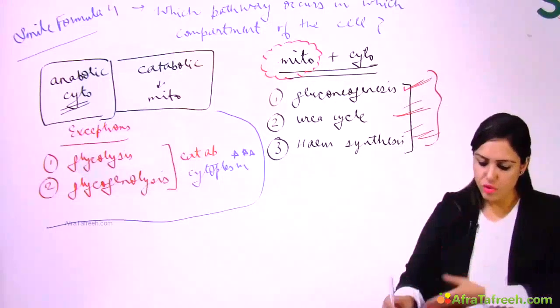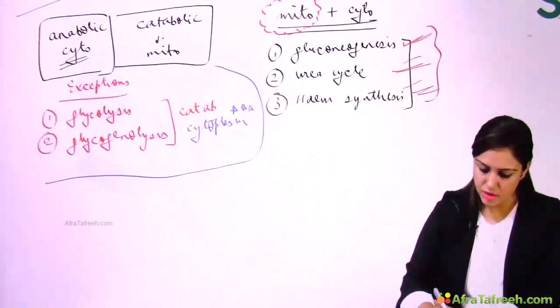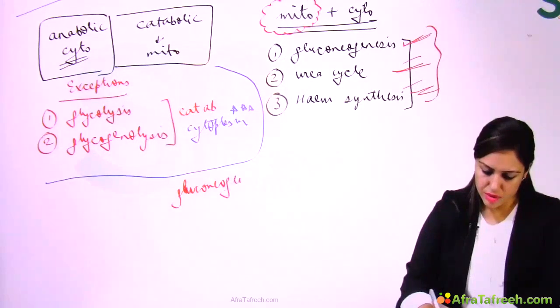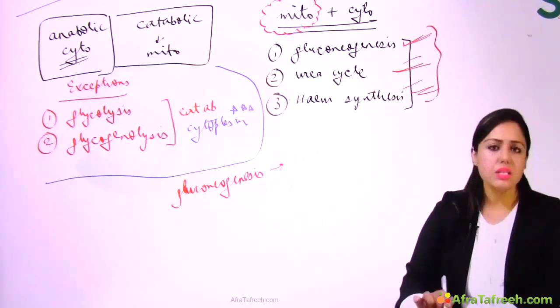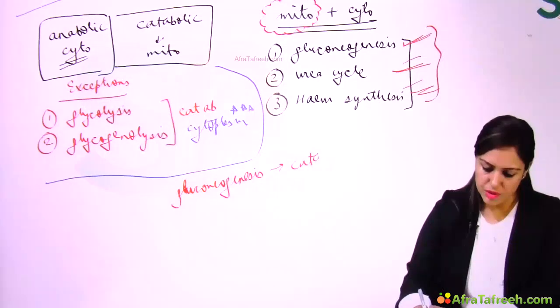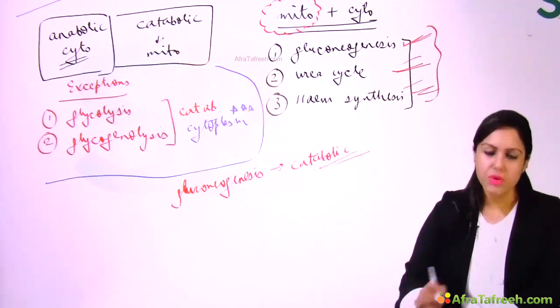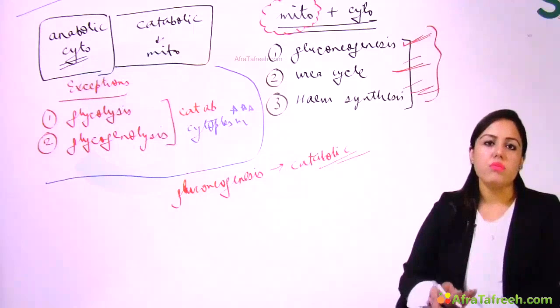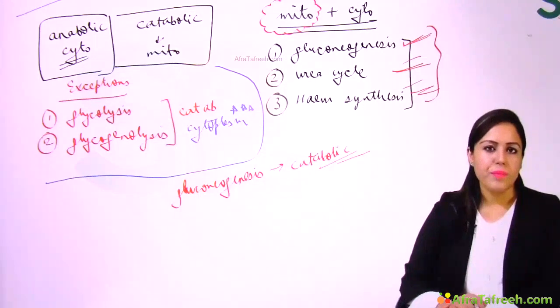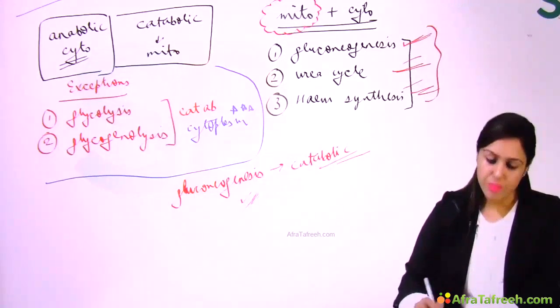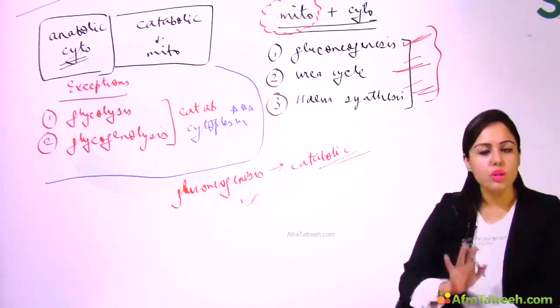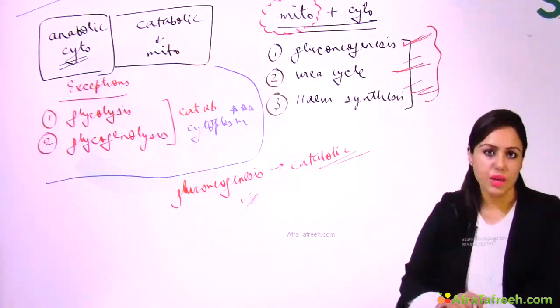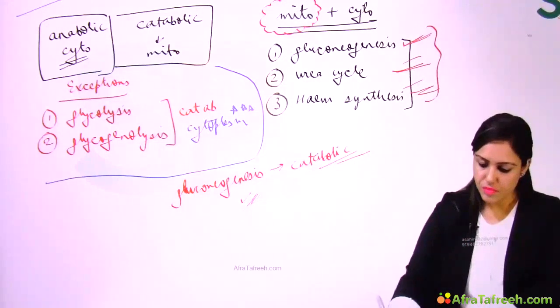So, we can also see one thing here like this, that gluconeogenesis is also an exception I will consider. Gluconeogenesis, I told you, is a catabolic pathway. Catabolic pathways usually occur in mitochondria, but this catabolic pathway occurs in both mitochondria and cytoplasm, right?